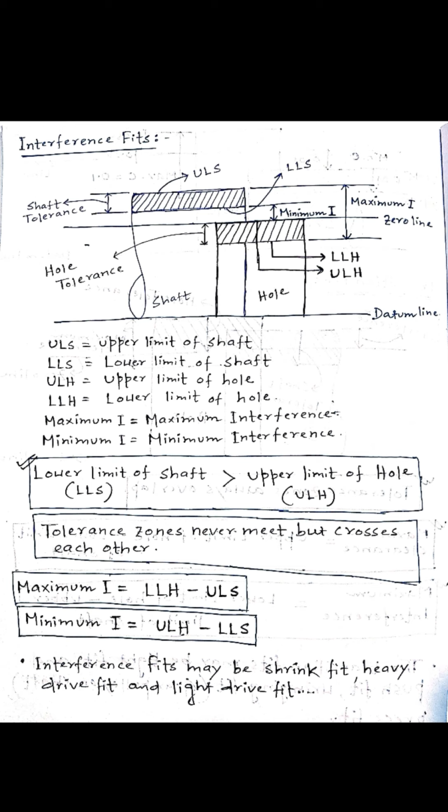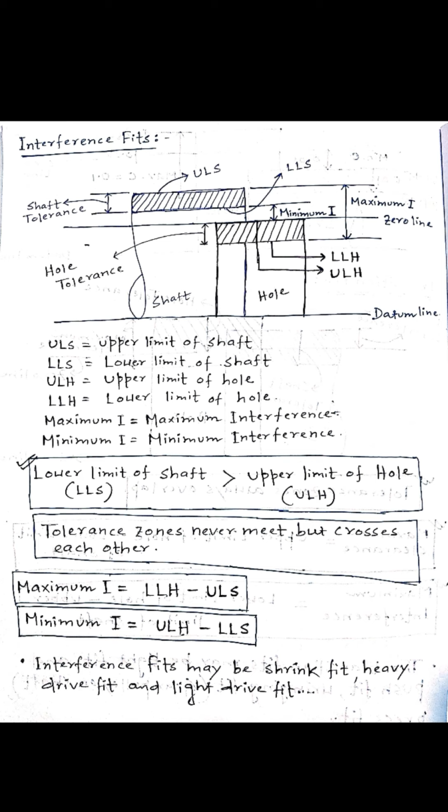To find the maximum interference, the formula we can use is equal to the lower limit of hole minus upper limit of shaft. Actually it is the upper limit of shaft minus lower limit of hole, but I have written here LLH minus ULS to remember easily, because earlier for the clearance fit and transition fit the formulas are written like that.